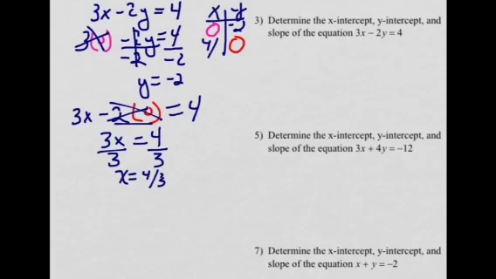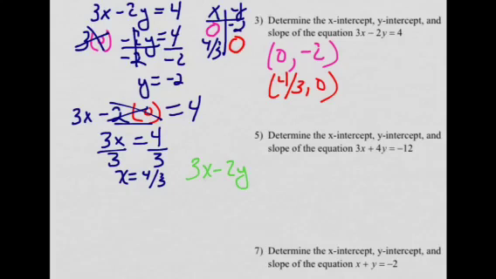So let's write that up here. Our y-intercept is (0, negative 2), and our x-intercept is (4/3, 0). Well, now we need to find our slope. We take our original equation and solve for y, which means we're going to put this equation in slope-intercept form. So let's box the term we're solving for.